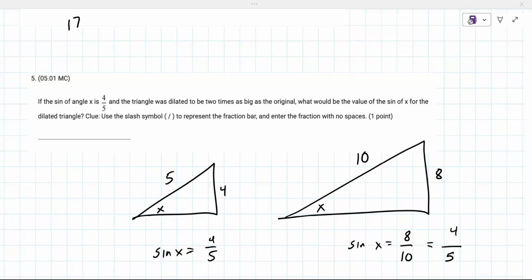So it'd still be 4/5, and that's the point. Got it. All right, we do have to stop there for today, but we got a lot done.